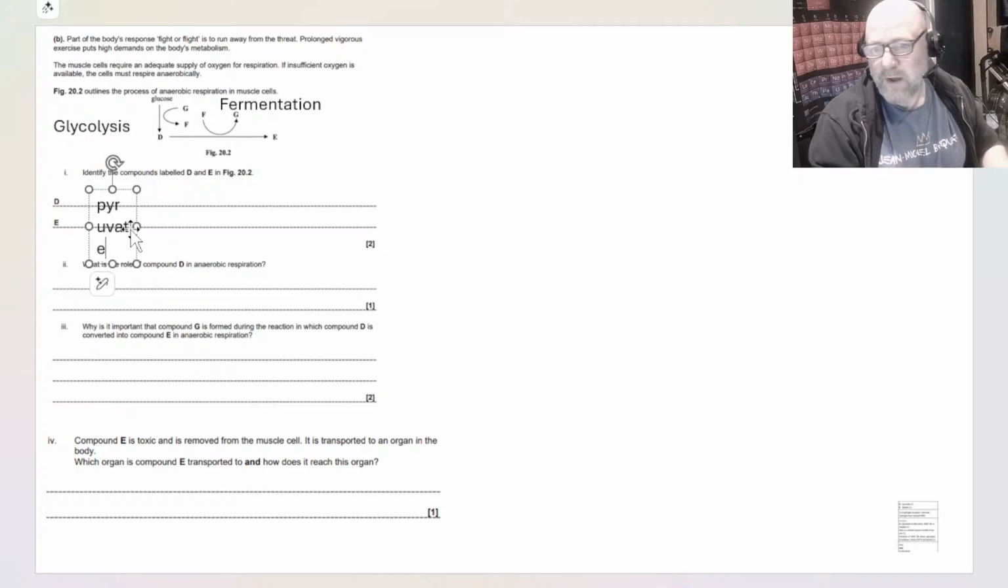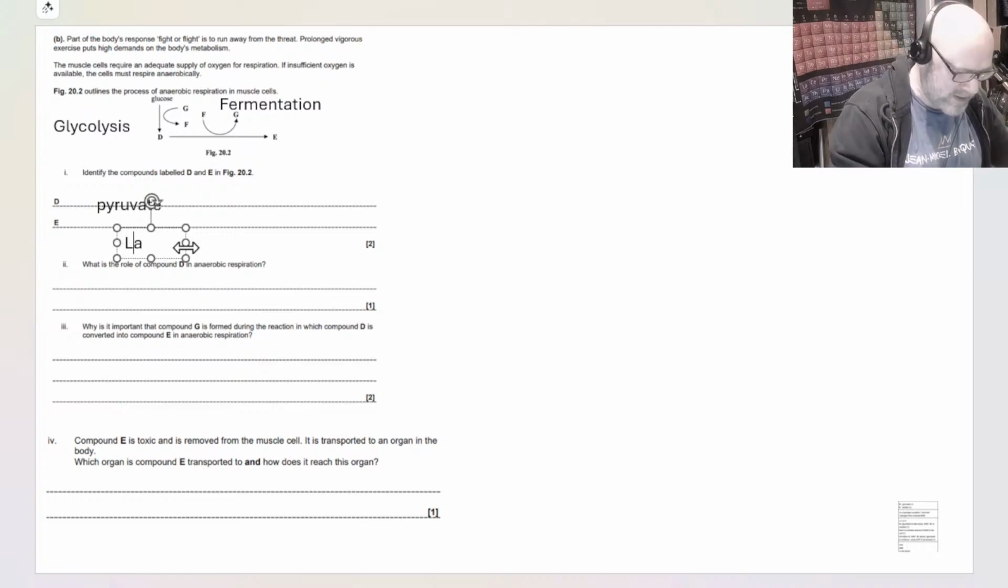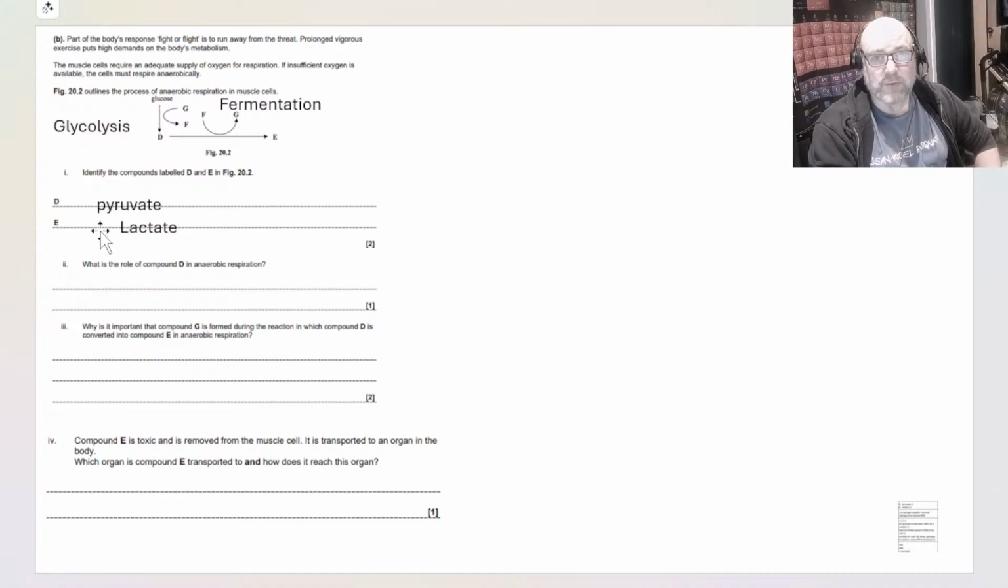Now, how did I realize that I'd gone wrong? I'll tell you how I realized I'd gone wrong, because I got here and then it said, so then this is lactate. Remember, you could say lactic acid. Why is it not alcohol? Because it's not ethanol, because our muscle cells don't do that. That's what happens in plant cells.